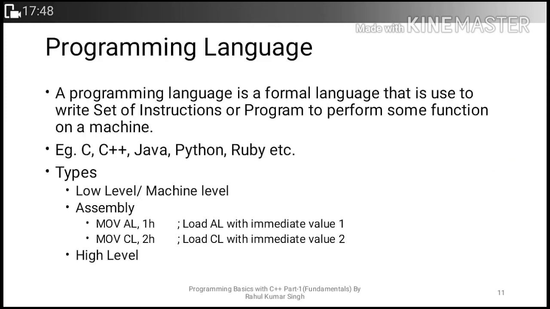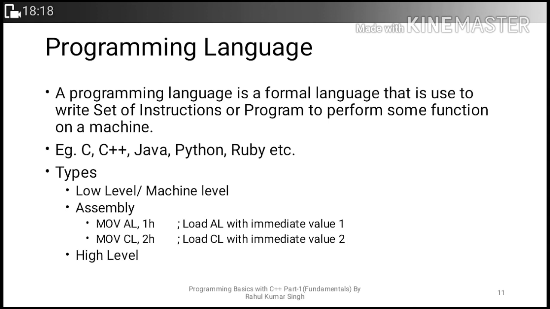Then what is a programming language? Previously we have already gone through programs. Now what are programming languages? Like the English language, which we use for communication, in the same way, for communicating with a computer there are many programming languages. So programming languages are the formal languages used to write a set of instructions or programs to perform some function or task on a machine or a computer.